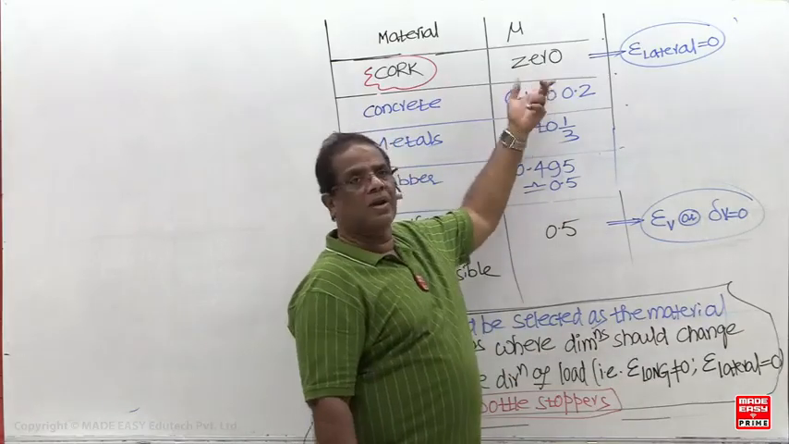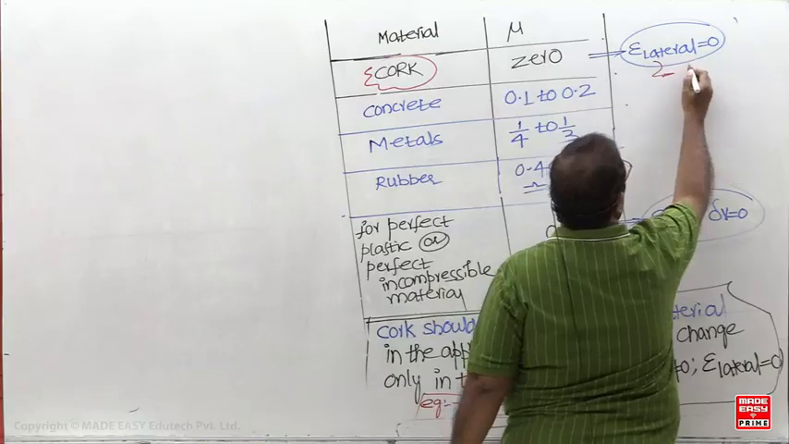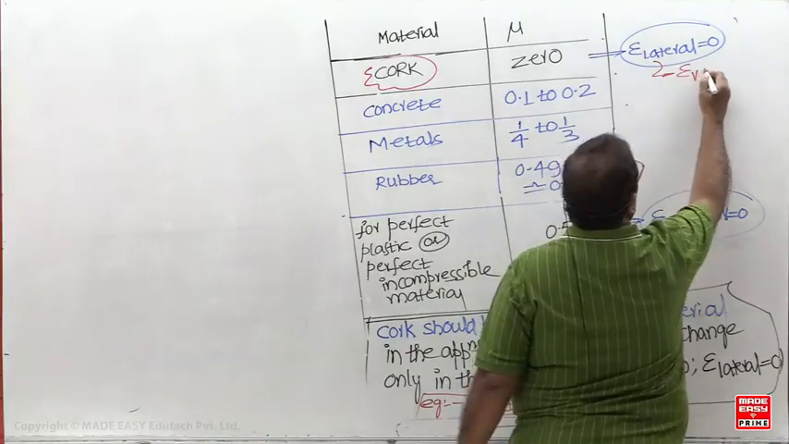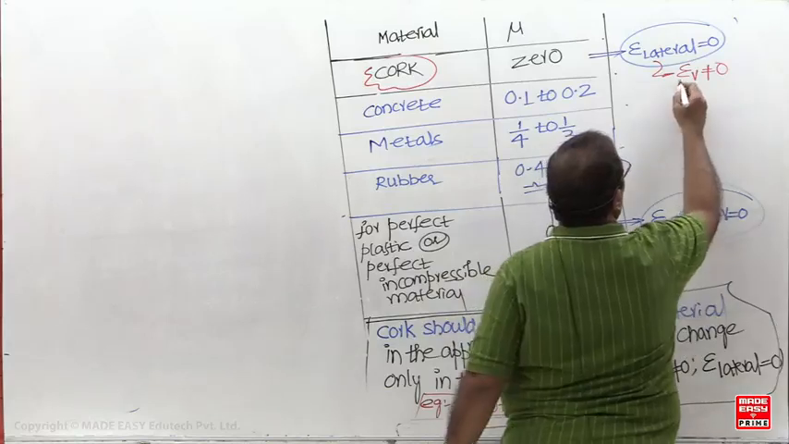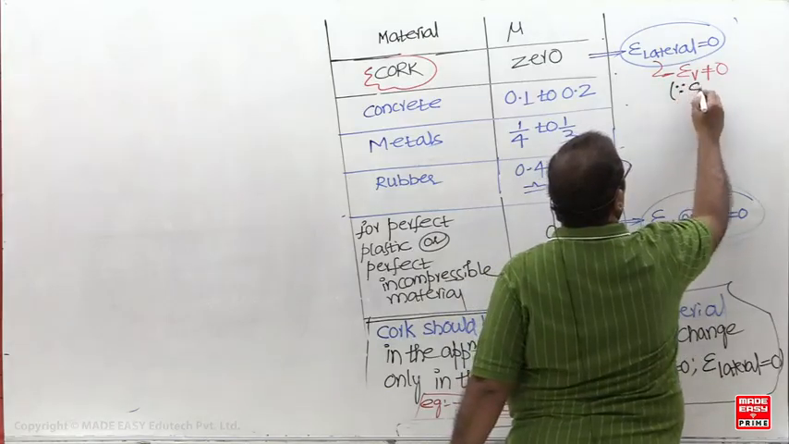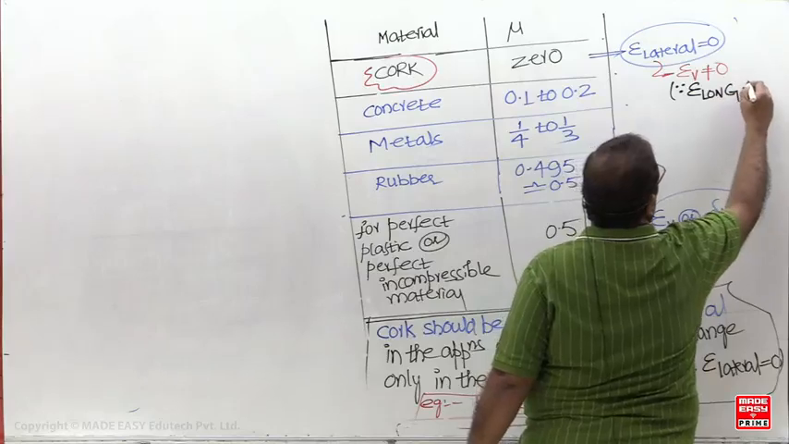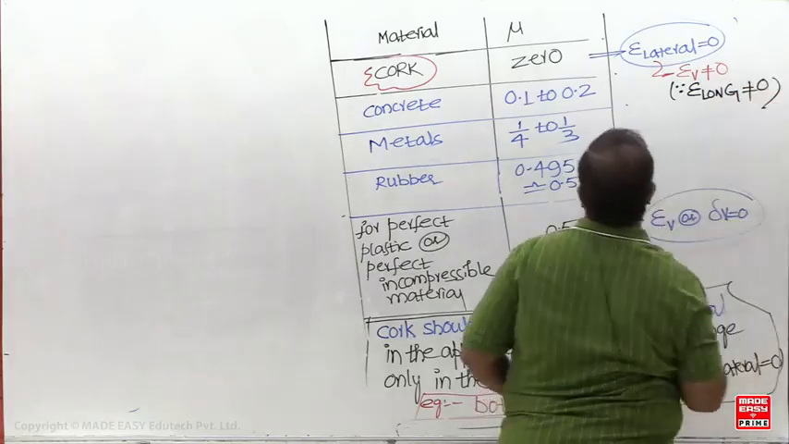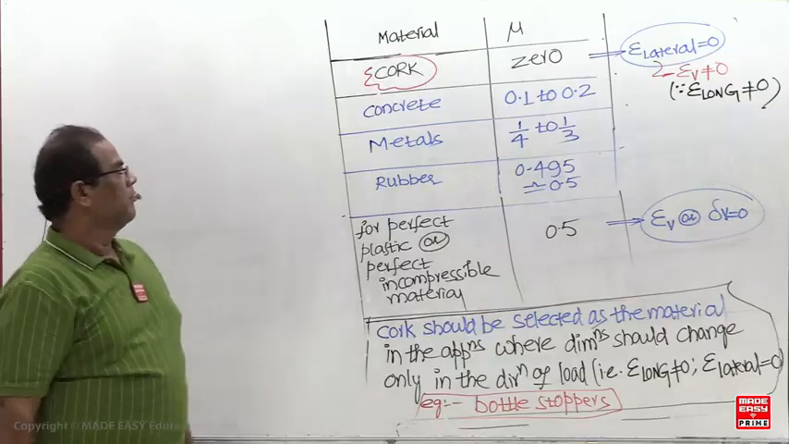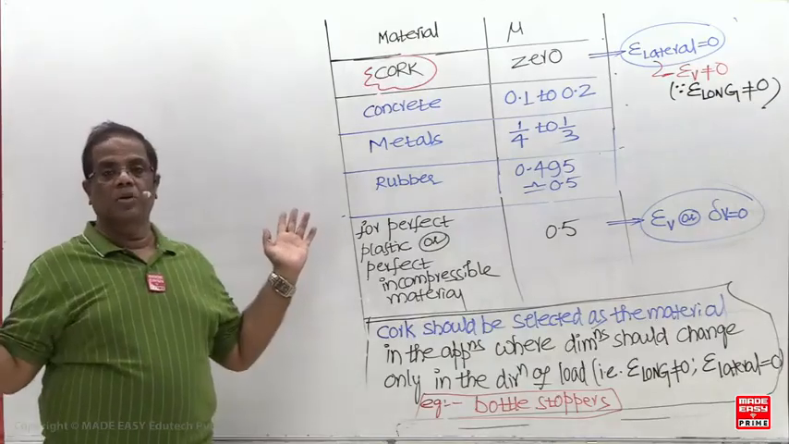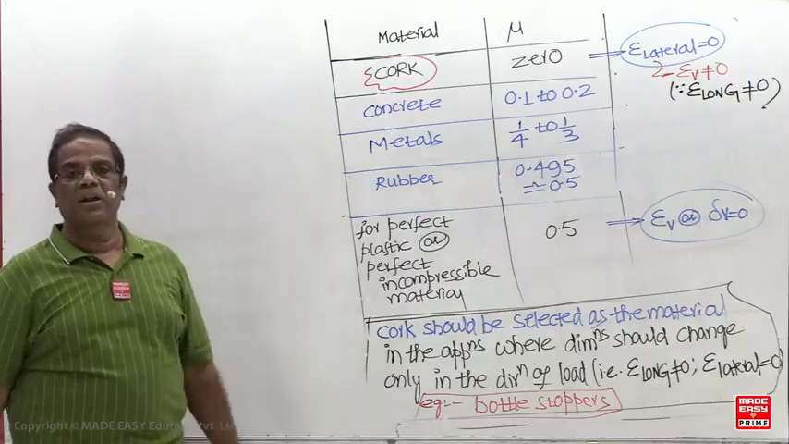When mu is 0 means what? Volumetric strain is not 0. Lateral strain is 0. Volumetric strain is non-zero because when mu is 0, only lateral strain is 0, but longitudinal strain will be there. Longitudinal strain value depends upon the Young's modulus.